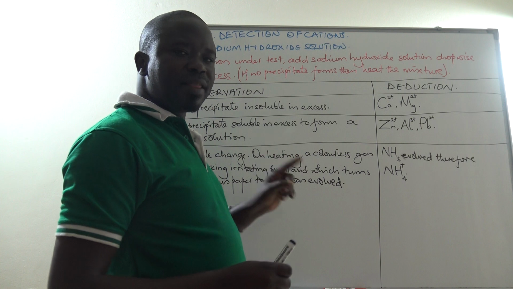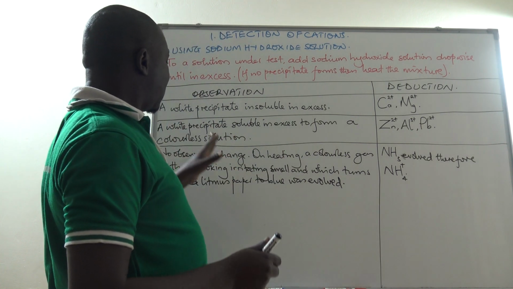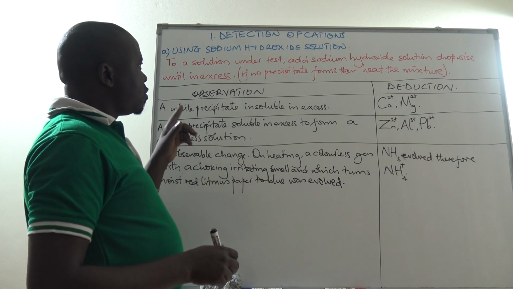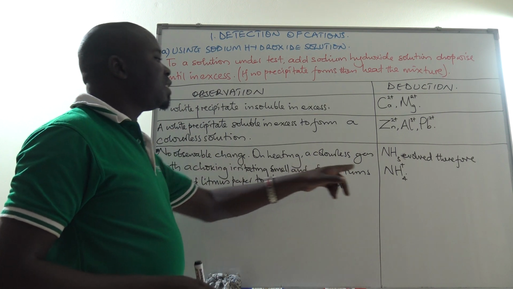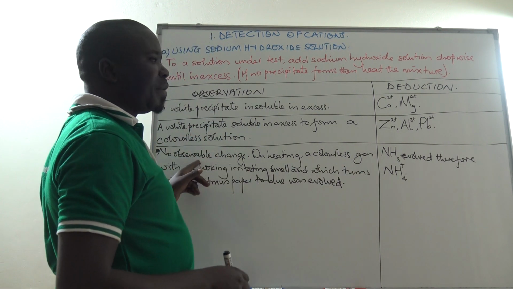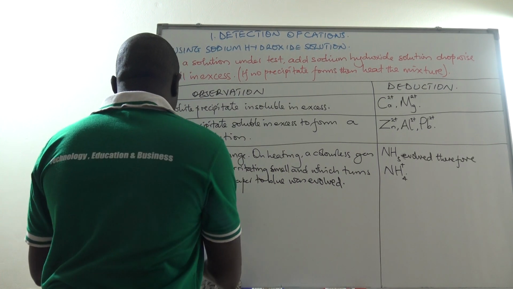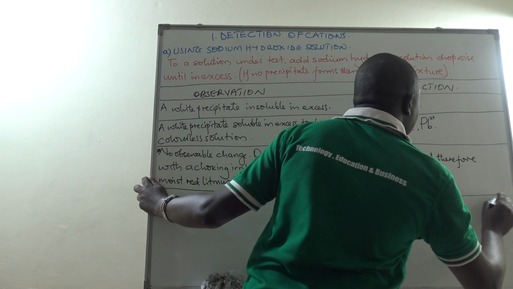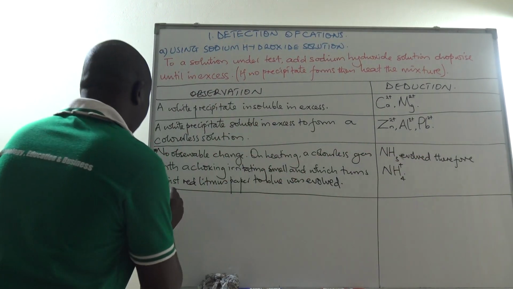There is no other reagent that gives us any observation with sodium hydroxide solution just like ammonium ion. So it is a confirmatory test in this case. Let us look at another observation.